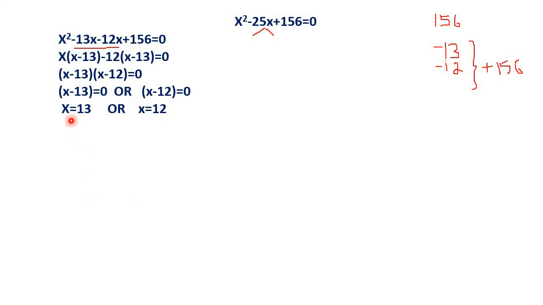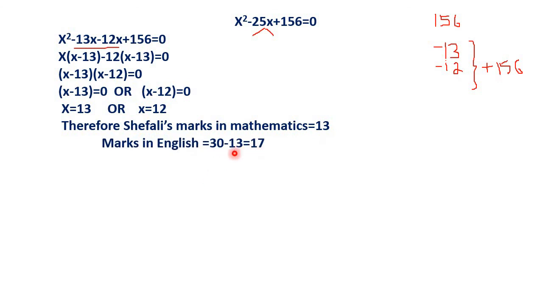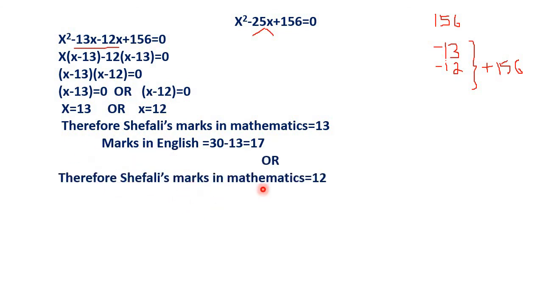So x is nothing but the mathematics marks. Therefore, Shefali's marks in mathematics is 13, and 30 minus x, 30 minus 13, is equal to 17 marks. So if you take 13 as the mathematics marks, then English marks becomes 17. Suppose in the second condition she got 12 marks in mathematics, then English marks becomes 30 minus 12, which is equal to 18. So if you add 12 and 18, you will get 30 marks. Similarly, 13 plus 17 is equal to 30 marks.